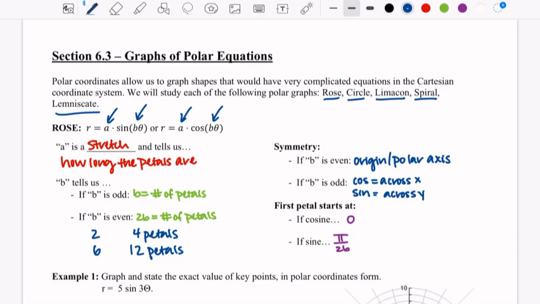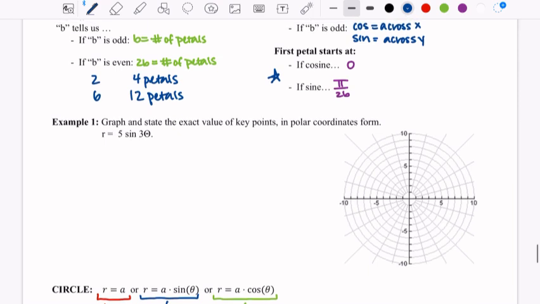y. And then depending on the function that we're looking at, that tells us where our first petal is going to be. So if it's cosine, our first petal starts at 0. And if it's sine, our first petal is going to start at pi over 2B. Now, this first petal fact is not something that needs to be memorized. We're going to talk about a way to generate those points differently.